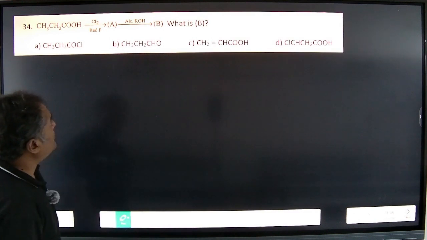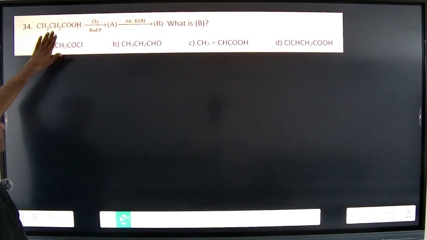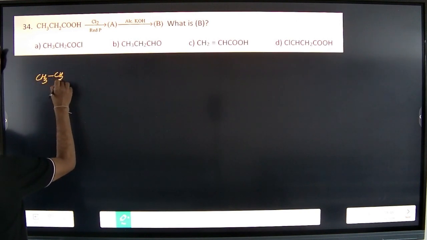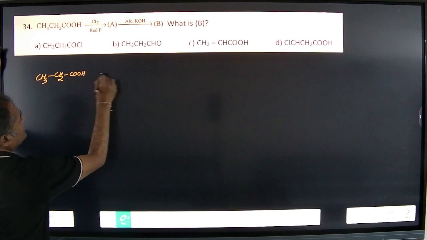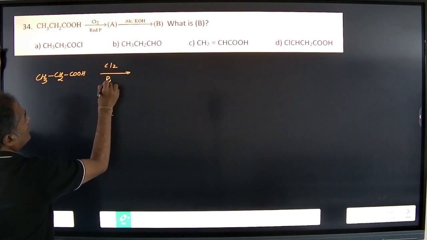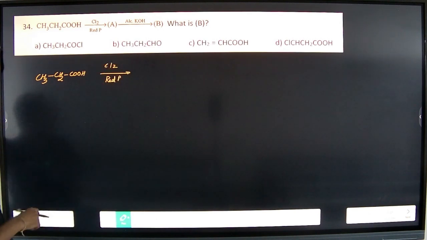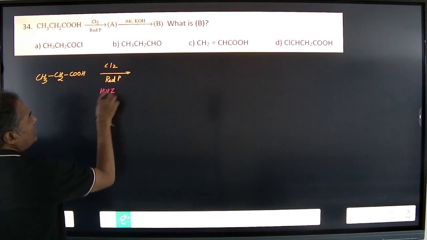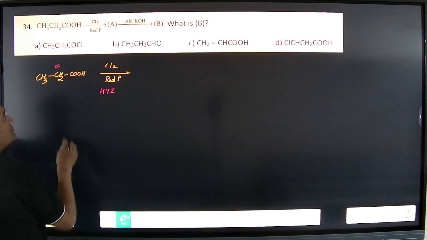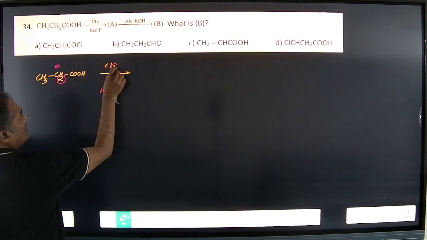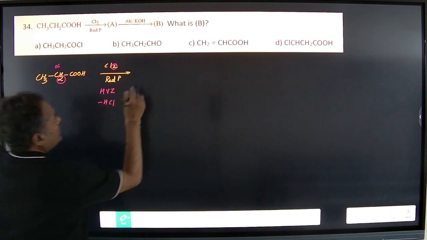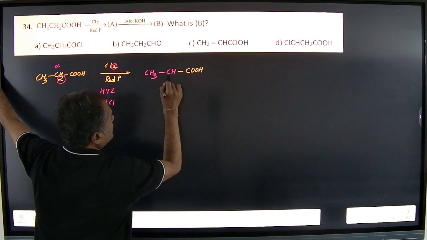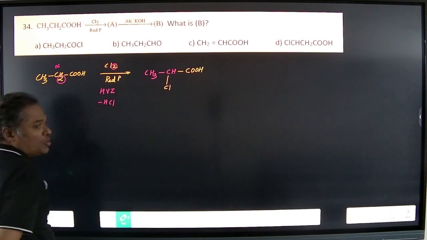Now your next question is something like this, child. I have got a carboxylic acid, which is very simple. Let's write, it is propionic acid. Now treat this propionic acid with chlorine in presence of red phosphorus. If you recollect, this is nothing but an HVZ reaction. Now what do we know about the HVZ reaction? It's an alpha halogenation. So what will happen? You will have H and Cl lost as HCl, and I get an alpha chloroacid, and you have got the compound 2-chloropropionic acid.